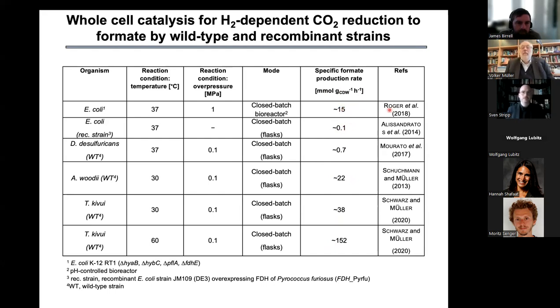But there is a work presenting data with E. coli under high pressure, very high pressure. Under these conditions, E. coli also produces formic acid with a rate that is comparable to the one in Acetobacterium woodii, but still much lower than the one in the thermophilic organism.